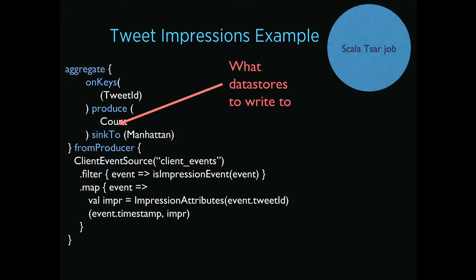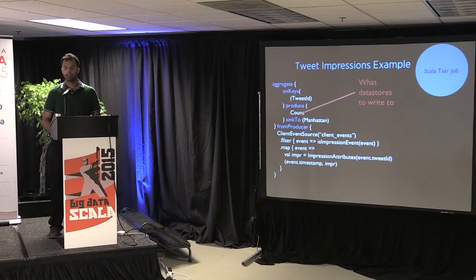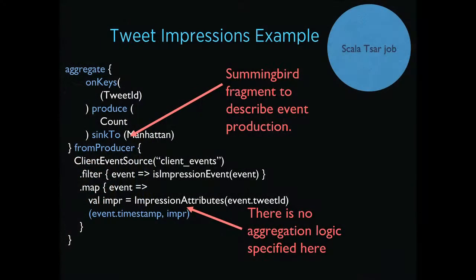Then you have a sync to block, which is what data store you want to write your data out into. Since this is a user-facing product, we write our data out into Manhattan, a key value database in this case. Or I might want to write my data out into Vertica, in which case I would replace this sync to block with Vertica instead. And then the from producer block is actually what calls out into the Hummingbird API. So this is the actual Hummingbird fragment, which describes the event production logic.